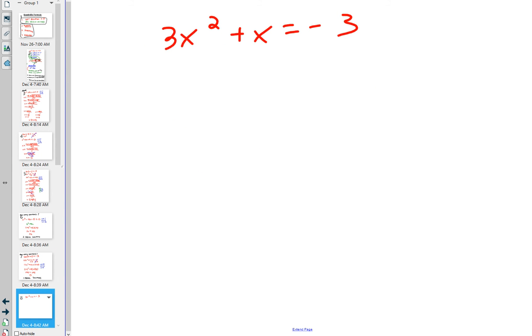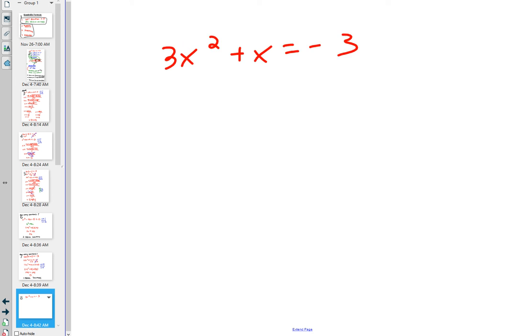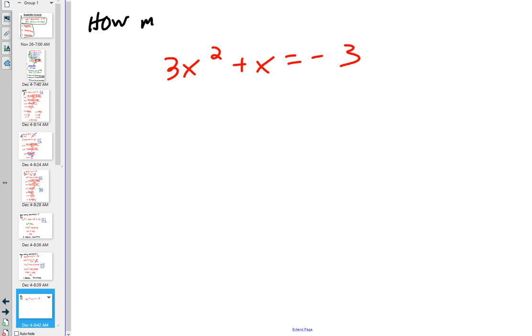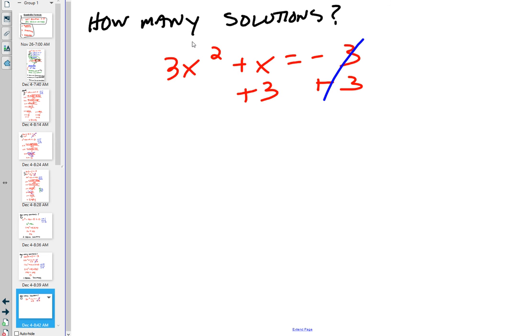Okay, same thing for this one. Even though I didn't write it on the slide, you write it on your notes. Just tell me how many solutions. This will be the last one that we do like this. And some of this will show up on that test when we come back and we've forgotten everything. First step. I can read it. Add 3 to both sides.